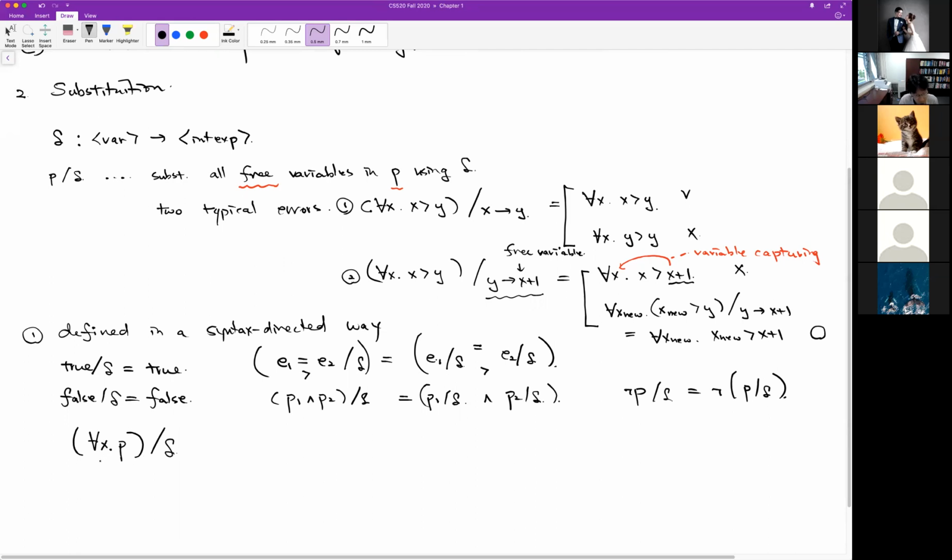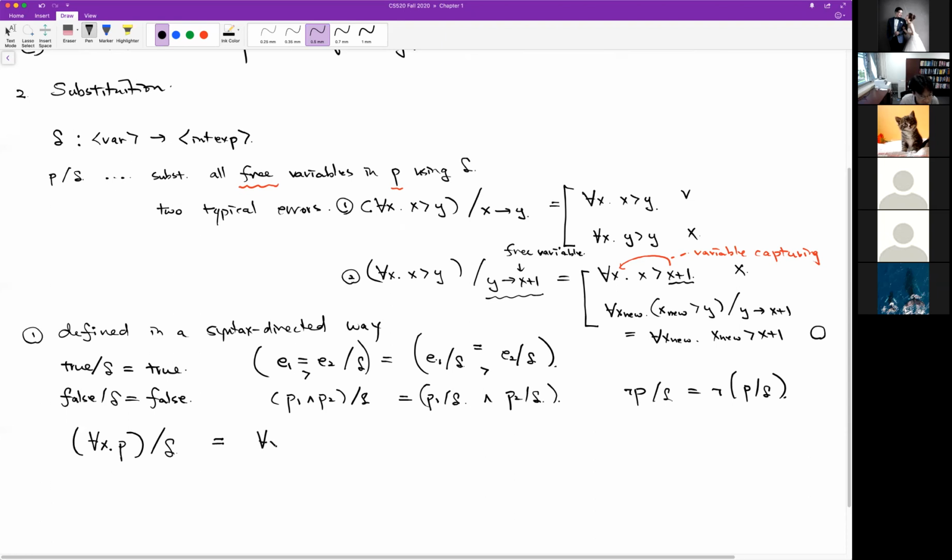Okay, that's one thing we have to do. And then the second thing is that we have to make sure the variable capturing doesn't really happen. So how to do this? Then the first thing: to avoid the first problem, here's a wrong definition, but it allows us to avoid the first problem. How to avoid the first problem?